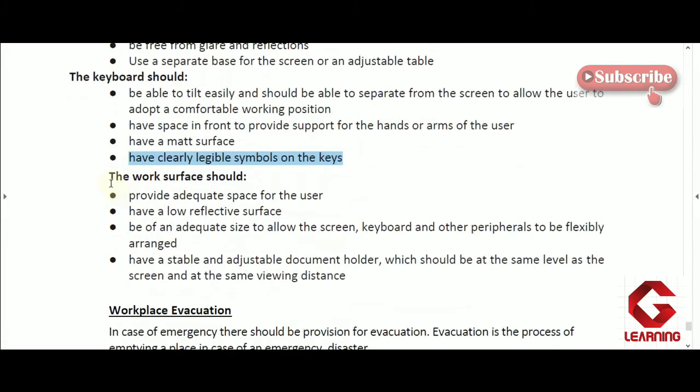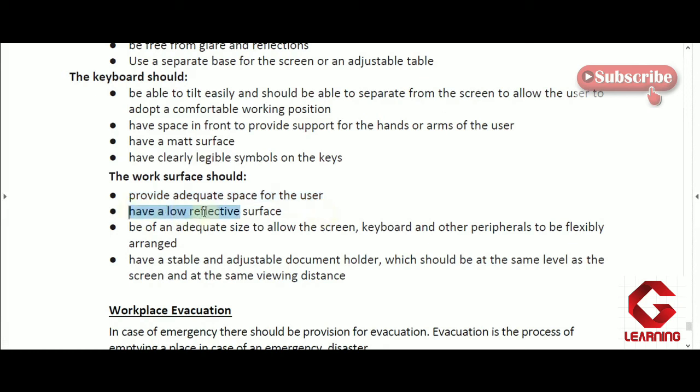Now after this, next one is the work surface. So how the work surface should be is also mentioned here. Here, the workspace they consider is the table surface. So how the table or desk surface should be at the workplace is mentioned here. The first one is provide adequate space for the user. So there must be adequate or enough space for the user to keep all his items on the desk. The desk should be big enough so the employee will be able to keep all his files, folders and other necessary things on the desk. So that is the first point here.